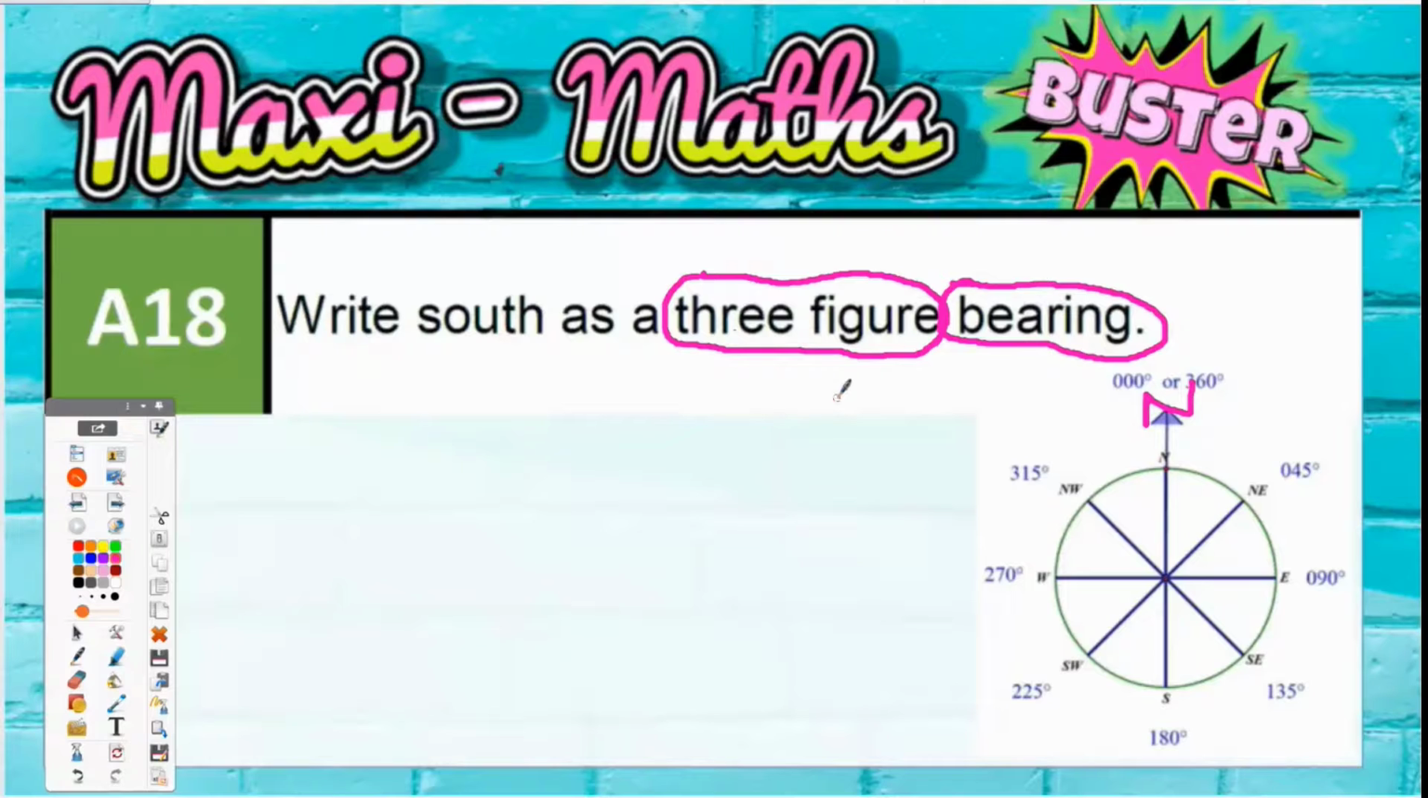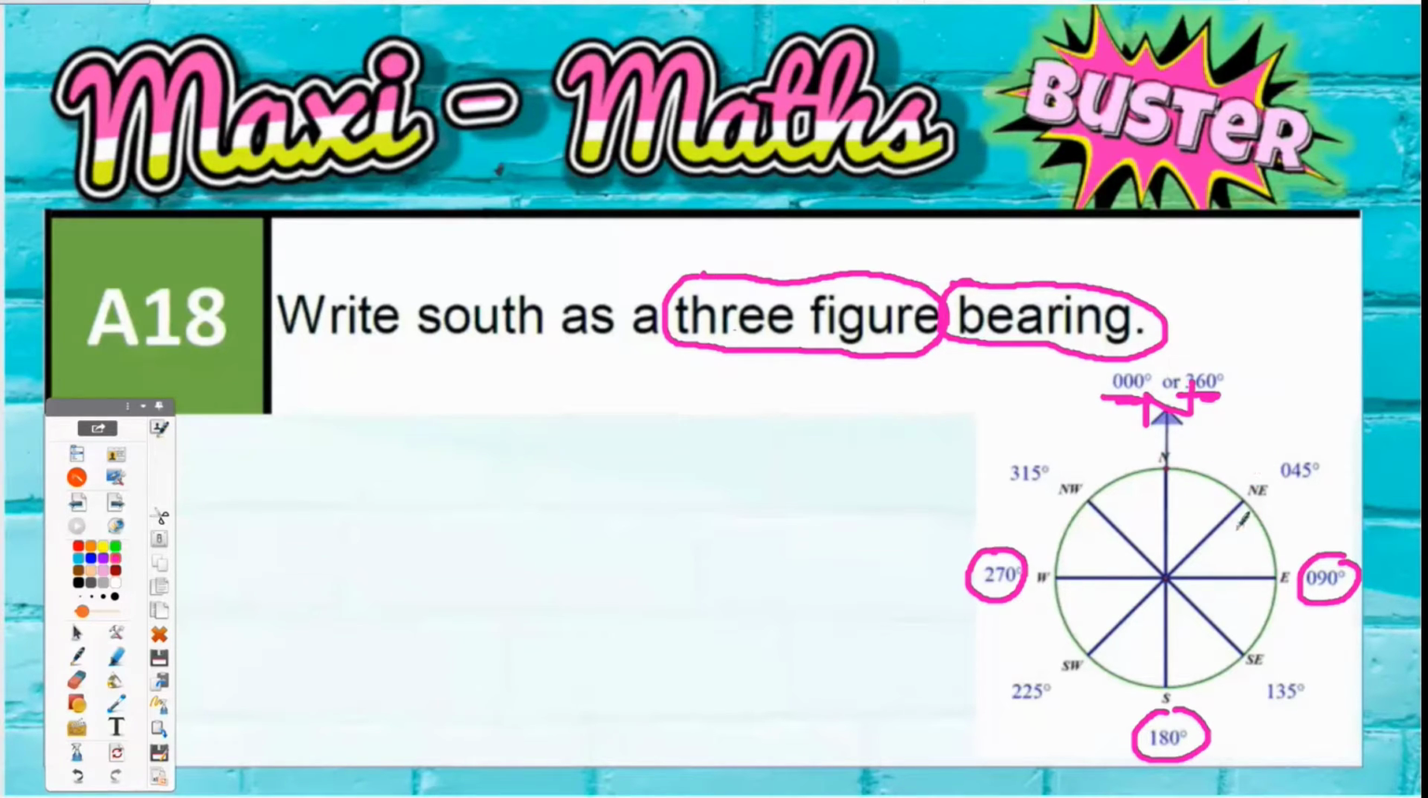So right south is a three-figure bearing. So basically, north is 0 degrees. That's the starting point, or 0, 0, 0 degrees if you give it as three figures. And then east is 90. South is 180, west is 270, and as you can see, you're going around in 90 degrees every time you do a quarter of a turn. So it goes 0, 90, 180, 270, then back to the start, which you could call 360 degrees or 0 degrees.